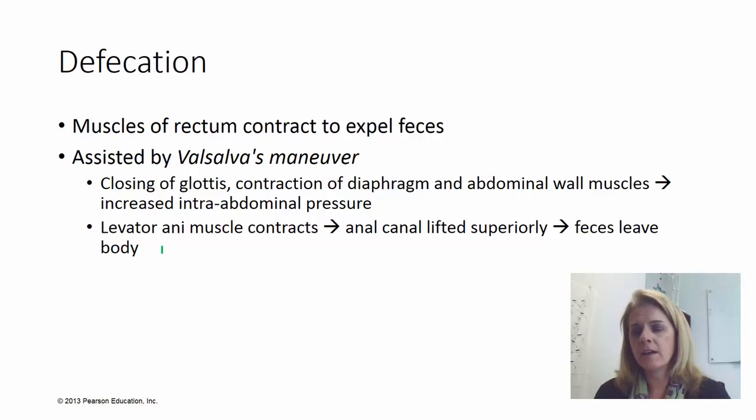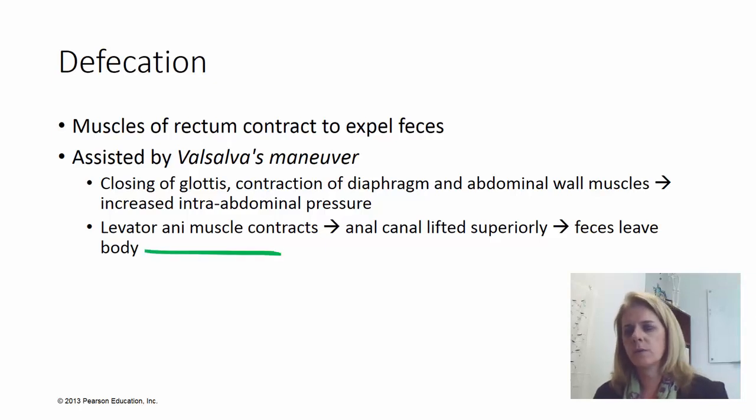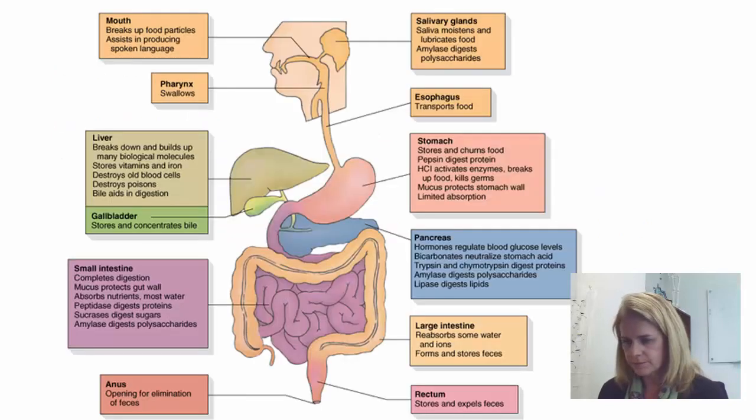The levator ani is involved with this as well, and you also have those internal and external sphincter muscles. So that's one thing that you have to learn when you learn to potty train, is how to do the Valsalva and how to gain control of the levator ani and those sphincter muscles in order for defecation to occur. All right, and that's really all there is to know about that.